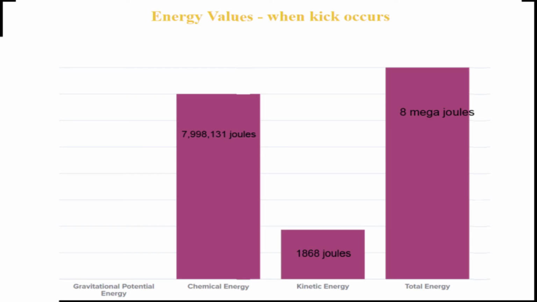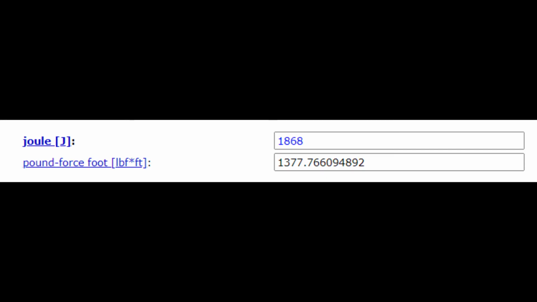Add that to our total GPE, and we get a total of 1,696 plus 172.31, and we get approximately around 1,868 joules of energy in her kick. This is approximately 1,377.77 pounds of force, which is not a lot, but this is Rankine strength.